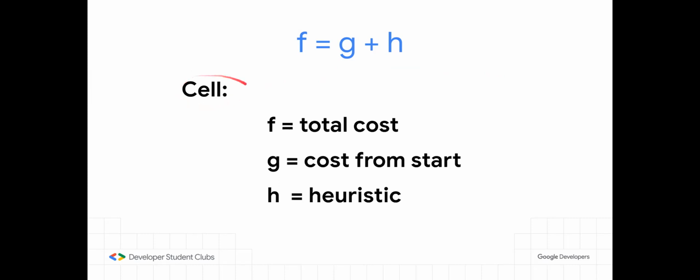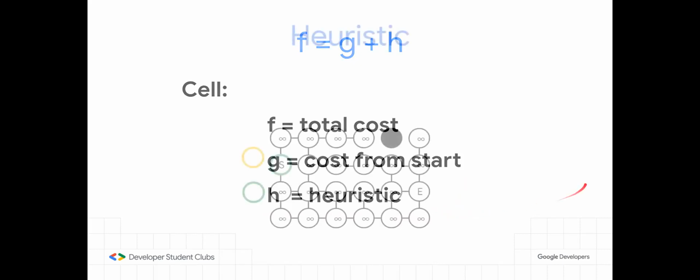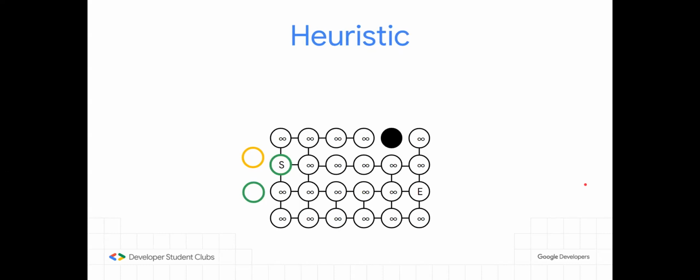Every cell has an F cost, which is the total cost to get to that cell. And then G is the cost to get to that cell from the start. And H is called a heuristic. Well, let's just talk about what is a heuristic.